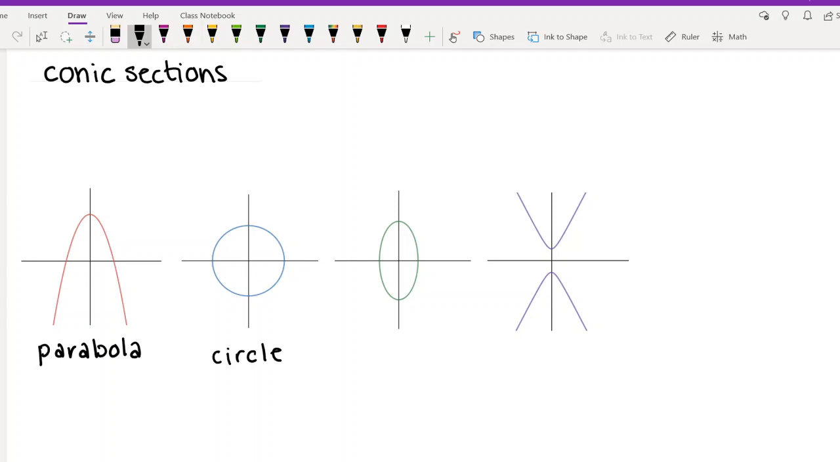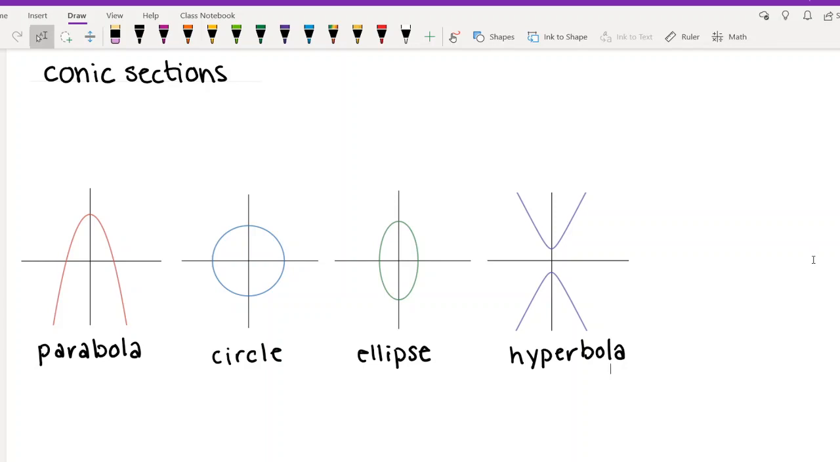So this next shape here, it looks like an oval, right? And so the technical name for that is that it's called an ellipse. And then this last shape is what's called a hyperbola. So we're going to be focusing on these different graphs throughout this week. Starting with today, we'll be talking about ellipses.